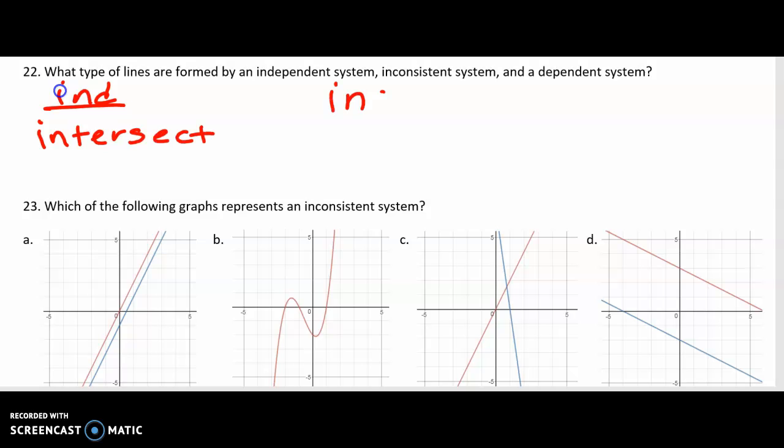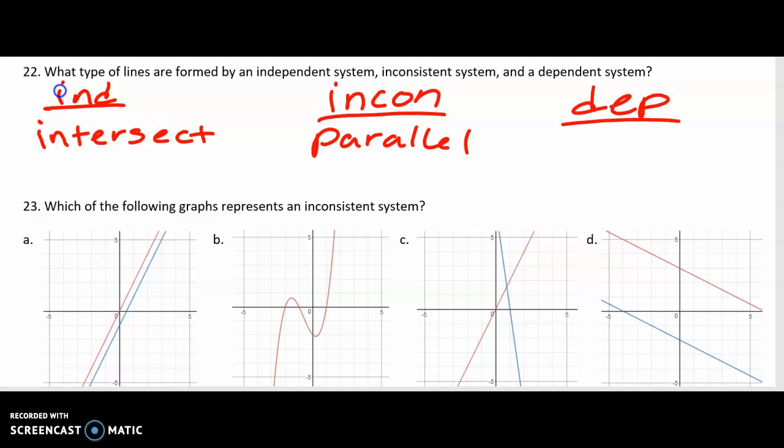If you have an inconsistent system, the lines will be parallel. They never touch each other. In a dependent system, there's only going to be one line. You're going to see the same line on there. It's the same line overlapping. So that actually goes with number 23.